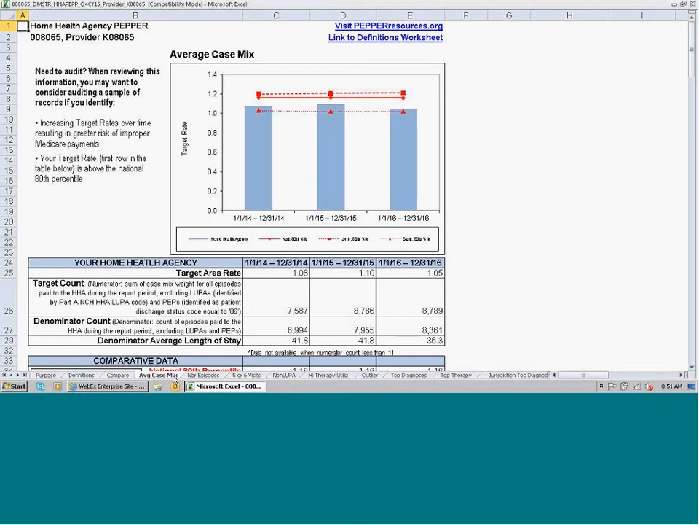In each of these reports, we have a graph at the top that displays your target area percent as these blue bars for the 3 calendar years. So what's nice about that is we can see if our target area percent may be changing over time, and we can also see how our target area percent compares to the 80th percentile for the national comparison group, which is the solid red line, the 80th percentile for the jurisdiction comparison group, which is the dashed line, and the 80th percentile for the state comparison group, which is the dotted red line.